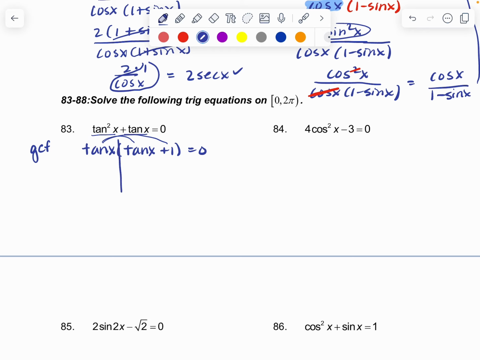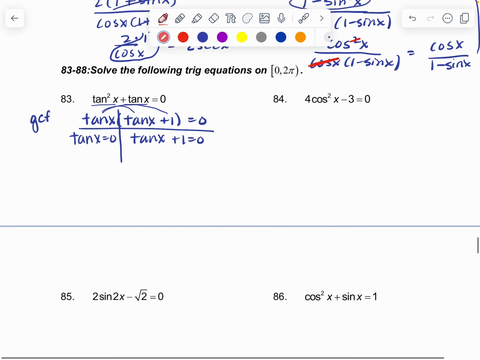Okay, now setting each of these factors equal to 0. Here we're going to have tangent of x equals 0. Here we're going to have tangent of x plus 1 equals 0. So let's solve the one on the left first. On this one, where does tangent of x equal 0? Well, it's definitely not on my chart. So I'm thinking it's going to be somewhere right here on the x and y axis.